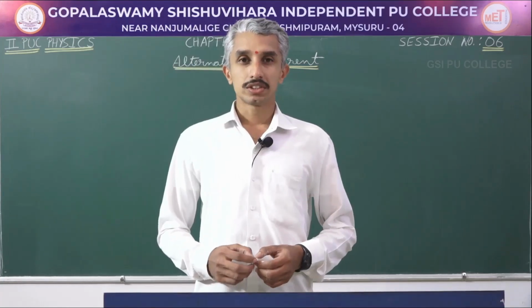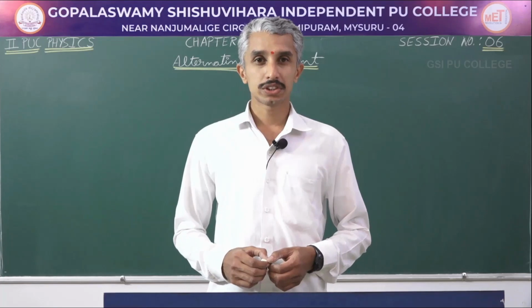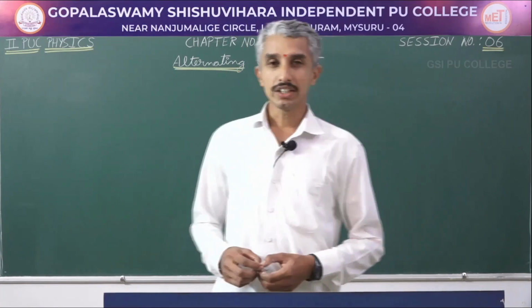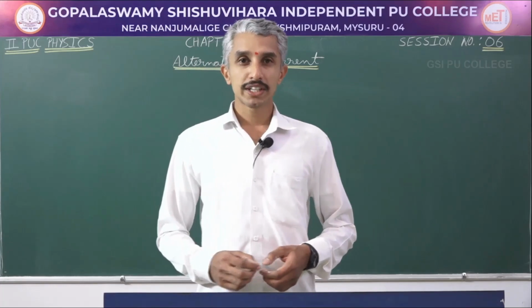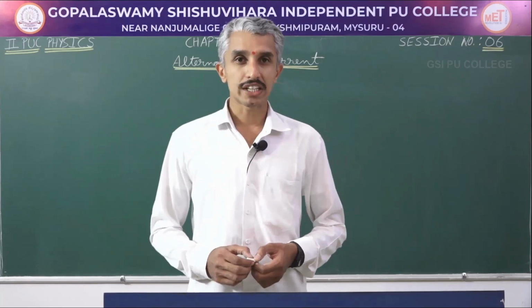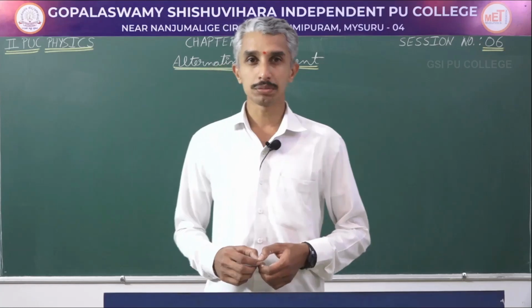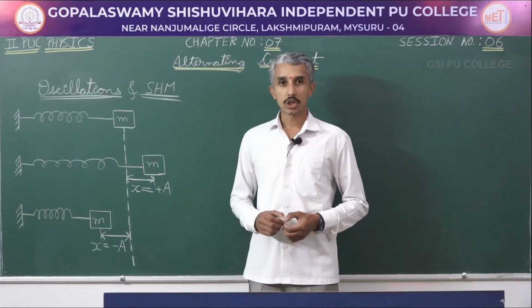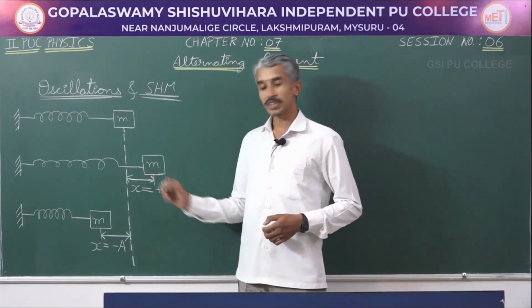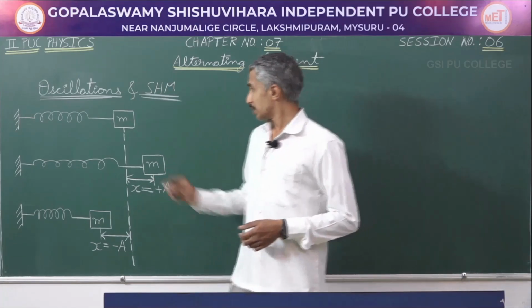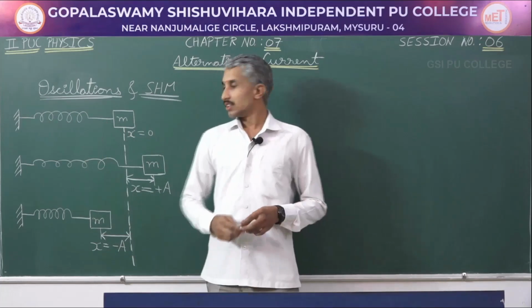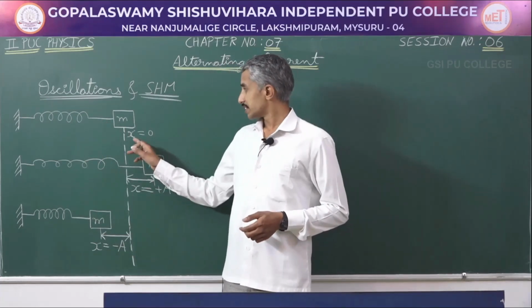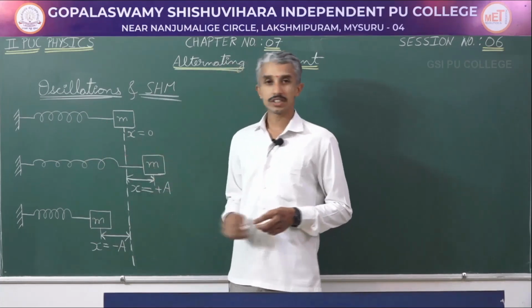Before discussing the topics related to session 6 of alternating current, today I will be recalling the topics related to the chapter of oscillations which we had studied in 1st PUC. So let me begin. Let us recall the oscillations of a horizontal spring mass system. Initially, when the mass and spring is at equilibrium, the displacement or the position is taken as x.